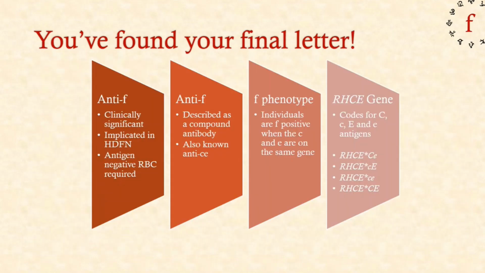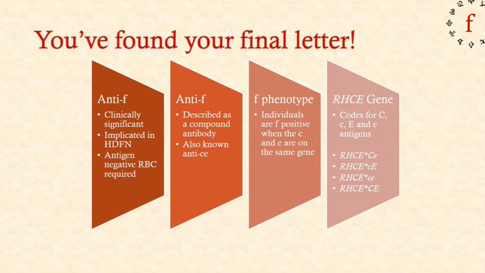And this is our final letter, so I hope you're not too disappointed, but we're almost ready to cast the spell. So we've found anti-F, it's part of the RH blood group system. It's clinically significant and it can be implicated in HDFN. And if you have an anti-little f, you've got to give antigen negative blood. It can be described as a compound antibody.